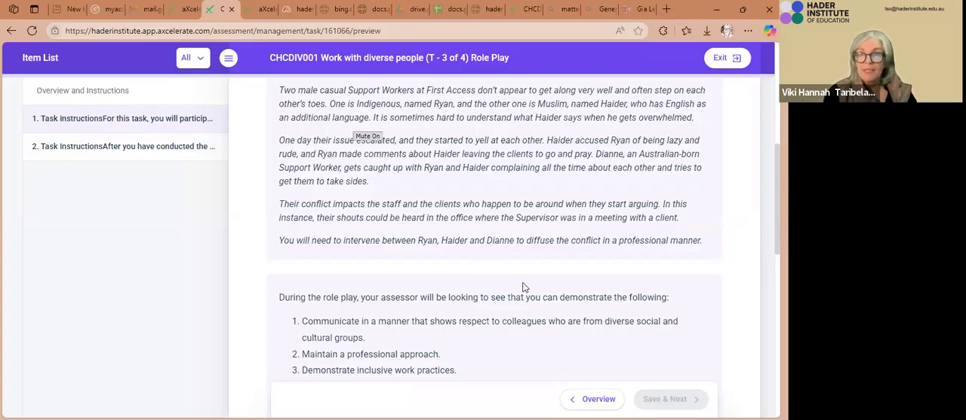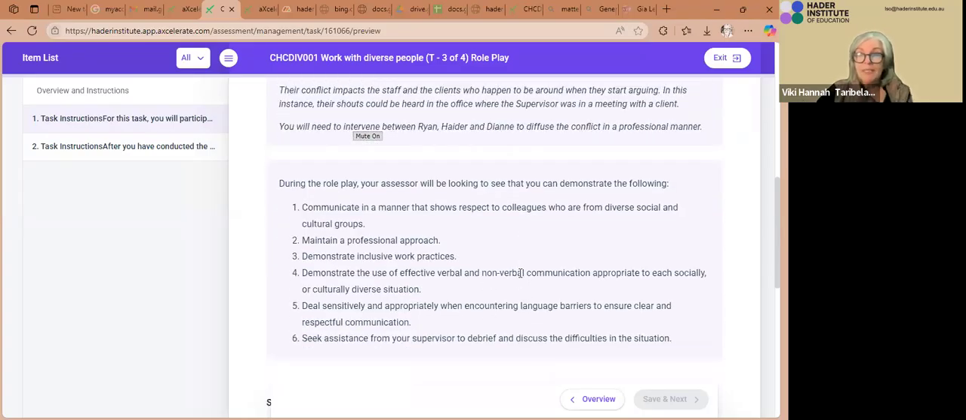So during the role play, what we'll be looking for is that you communicate in a manner that shows respect to everyone who is from diverse social and cultural groups, and then maintain that professional approach. Demonstrate inclusive work practices. There's no blame or judgment here. You're managing the situation and you're open-minded, and you want to be able to approach each of them fairly, with equity and inclusivity.